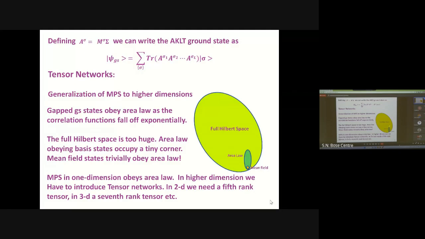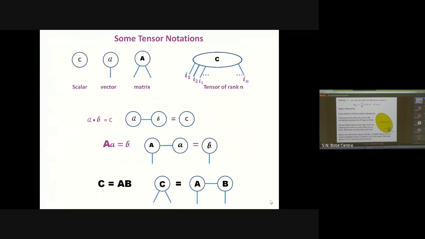Then you have the area law states here, which are much larger, but still smaller than the full Hilbert space. And the area law states are the ones that represent the low energy states of the system. So my interest is only this. Gapped ground states obey the area law, and correlation functions follow an exponential, because there is a gap in the excitation. You can extend this area law, the states which obey the area law, using vectors, tensors in higher dimension.